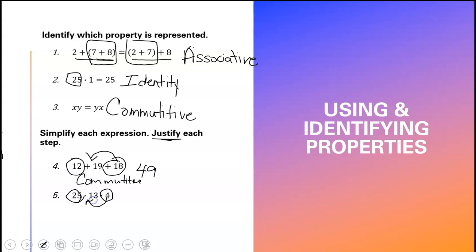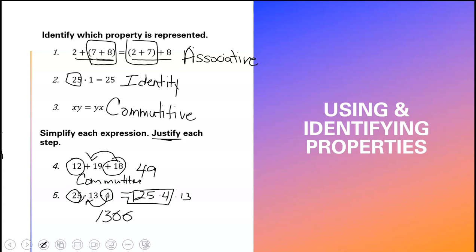So I'm going to move the 4 over next to the 25, and I'm going to say I can reorder this, and I can put it as 25 times 4 times 13, so that I can do the 25 times 4 first. I'm going to do this all in my head to make it faster. Well, 25 times 4 is 100, and 100 times 13, well, just add 2 zeros because it's a multiplication, it's a power of 10. So we got that little trick for us, and we get 1300.